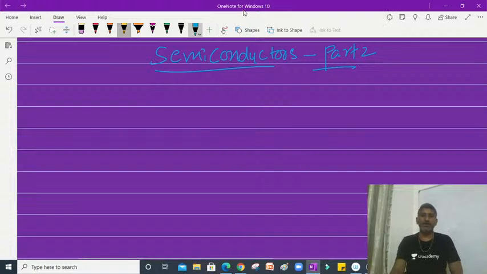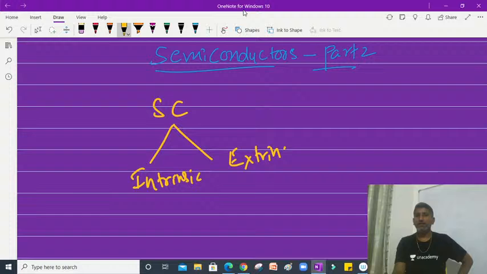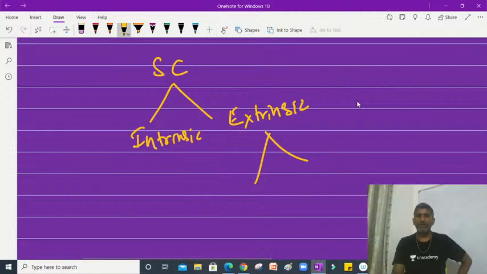As already discussed earlier, day before yesterday, the classification of semiconductors and how these semiconductors are classified for solids, we have seen. Apart from that, semiconductors are of two kinds: intrinsic semiconductors and extrinsic semiconductors. And students, you know that extrinsic semiconductors are of two kinds again: N-type semiconductors and likewise P-type semiconductors. These are the two types of semiconductors.